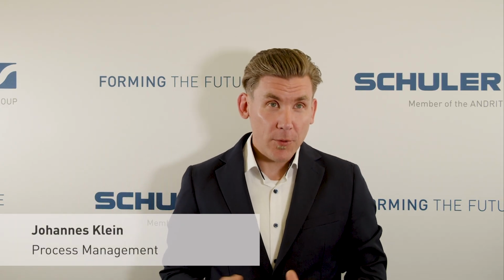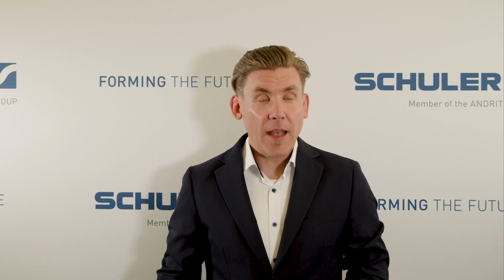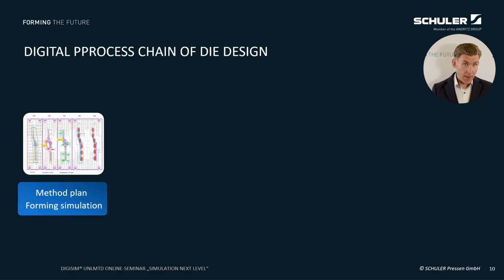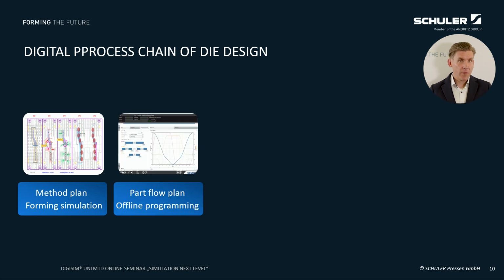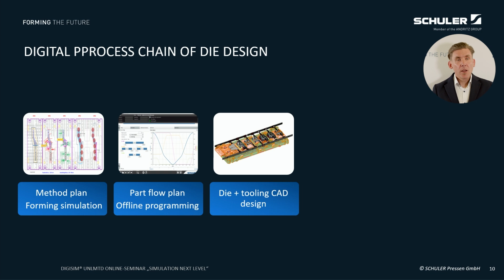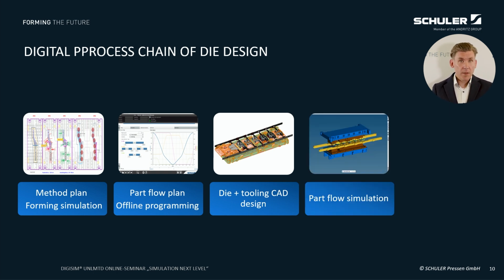Now we come back to the digital process chain. At the very beginning, there was the method plan. Then we created the setting data for the press and provided the sweep volume to the die design department. This brings us to our fourth point of the digital process chain, the digital simulation of the part flow. During the part transportation simulation, the transfer movements are checked for collision with the lower or upper dies.